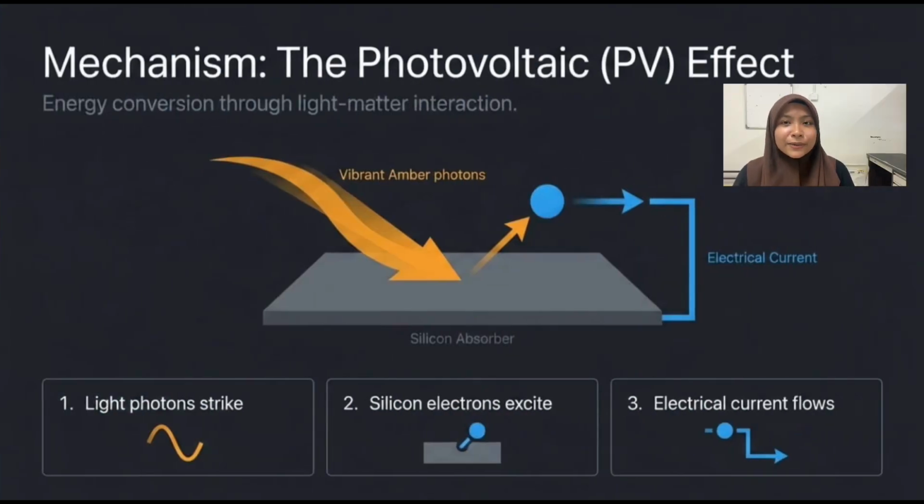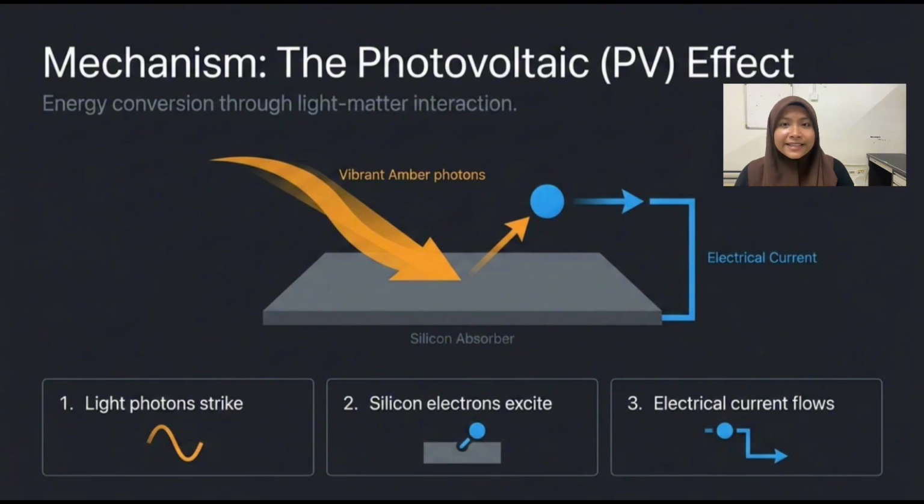Now, I would like to explain the mechanism behind solar energy generation, which is known as the photovoltaic or PV effect. The photovoltaic effect is the process that allows solar panels to convert sunlight directly into electrical energy. This conversion occurs through the interaction between light and a semiconductor material, usually silicon.